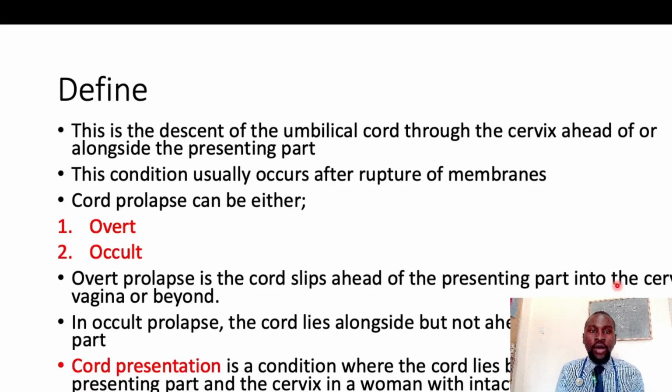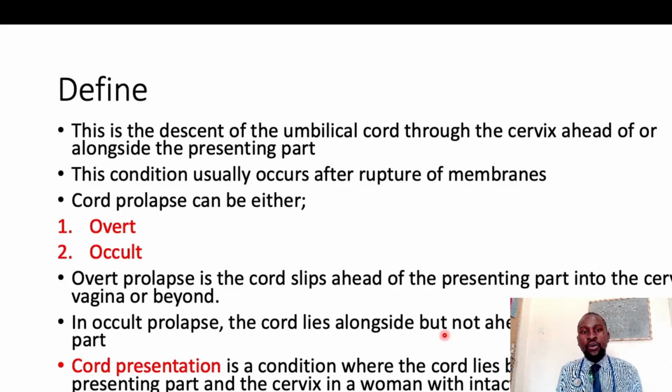Then it can be occult. In an occult cord prolapse, this is when the cord lies alongside the presenting part, but not ahead of the presenting part. So it will be on the side of the presenting part, but does not extend beyond the presenting part.